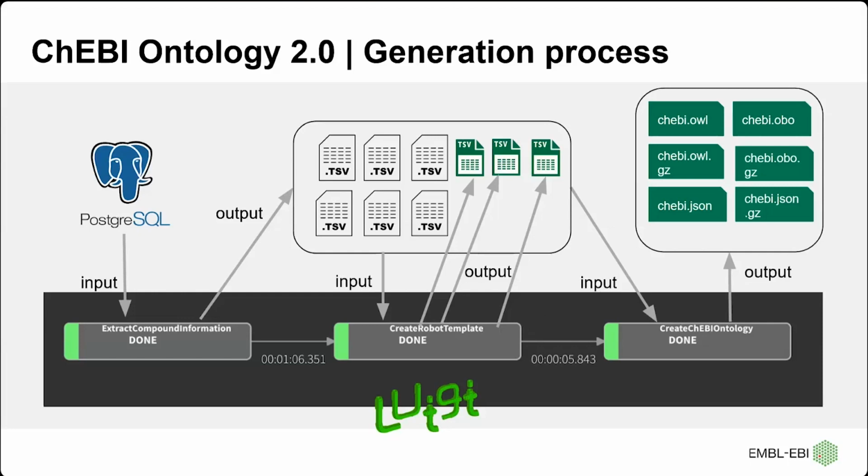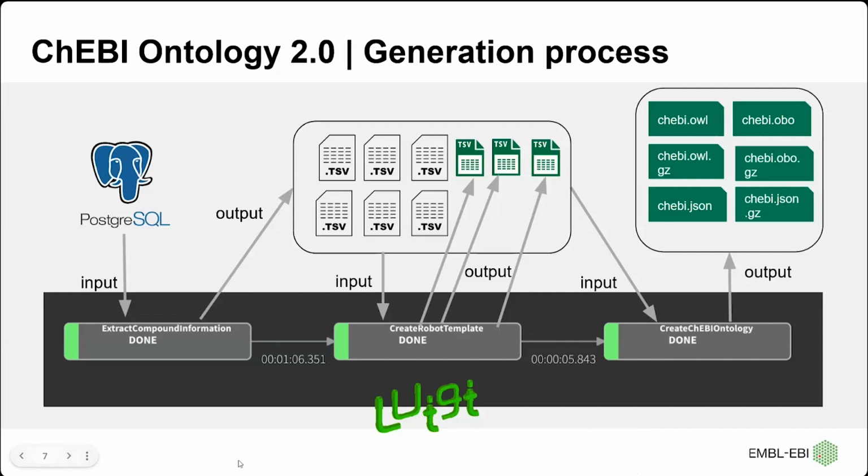So in the second step, we create 3 ROBOT templates. We are using ROBOT templates to create the ChEBI ontology. Basically, we have 3 ROBOT templates because we have 3 different variants in the ontology: ChEBI Lite, ChEBI Core, and ChEBI, the full one. So we have 3 different ROBOT templates, one for each variant.